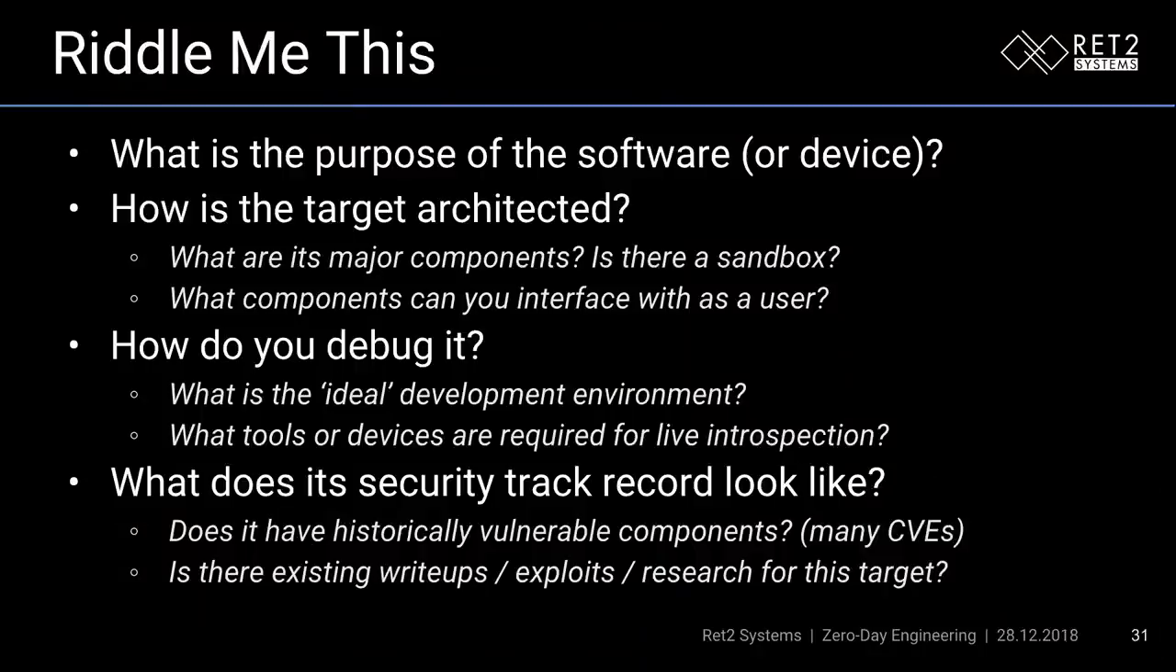What is the purpose of the software? How is it architected? Can anyone describe what WebKit's architecture is to me? What are its major components? Is there a sandbox around it? How do you debug it? How do the developers debug it? Are there any tips and tricks? Are there special flags? What does its security track record look like? Does it have historically vulnerable components? Are there existing write-ups, exploits, or research on it, et cetera?